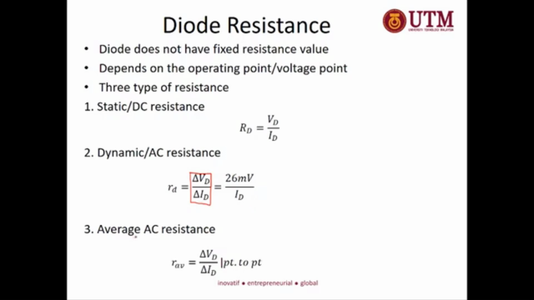And then the last type of resistance we call the average AC resistance. The third one is slightly different from the second one. Although this is also delta VD over delta ID, the difference is that this is an average. So what we do is take the average of delta VD over delta ID from one point to another point. We have two points and then we get the average AC resistance.